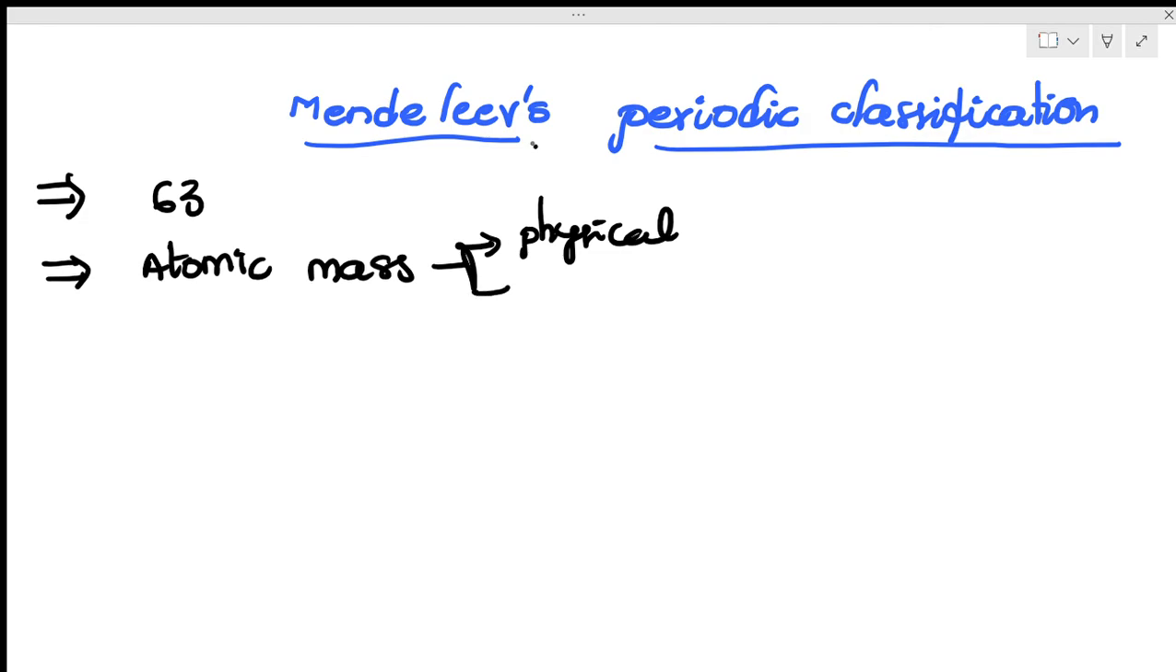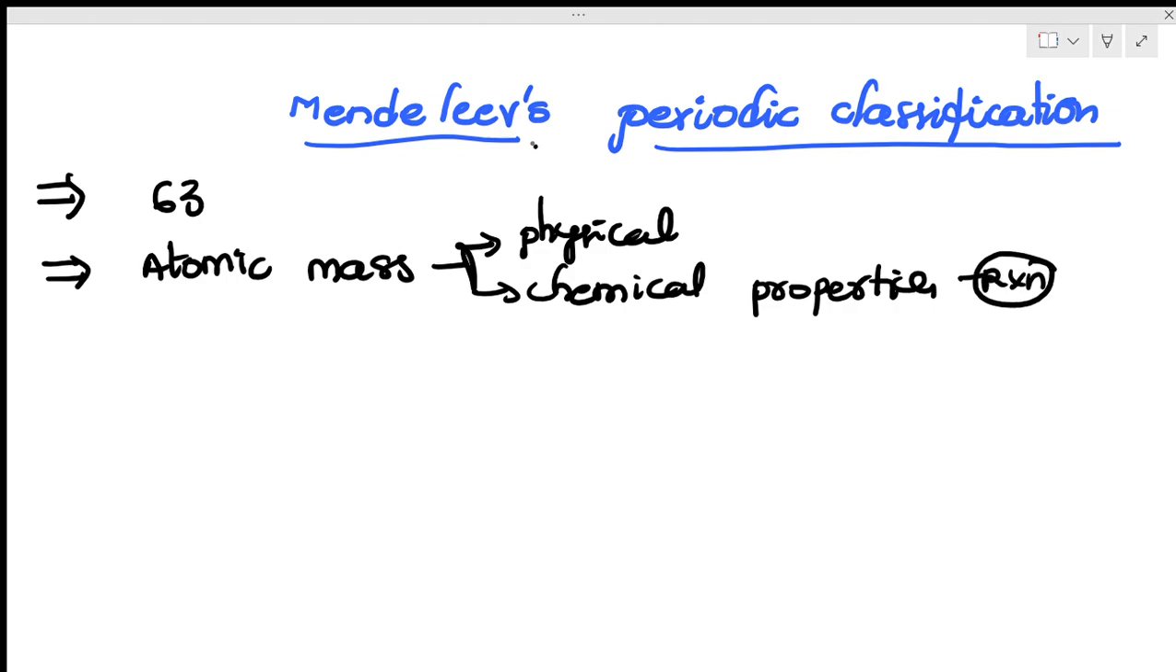Mendeleev also studied physical properties and chemical properties. But compared to the other scientists, he gave more importance to the chemical properties. What is meant by chemical properties? Chemical properties are nothing but the reactions of the elements, particularly with oxygen, with hydrogen, and with different elements.